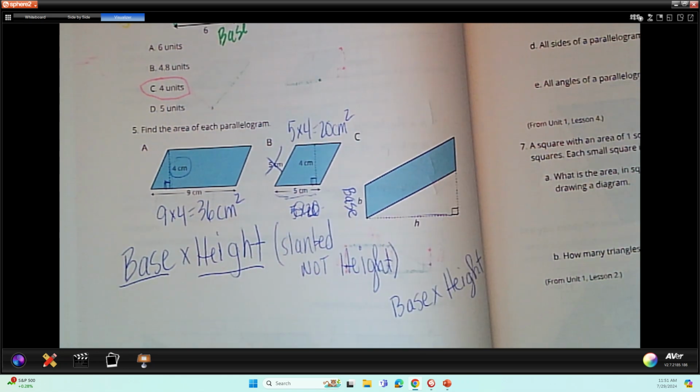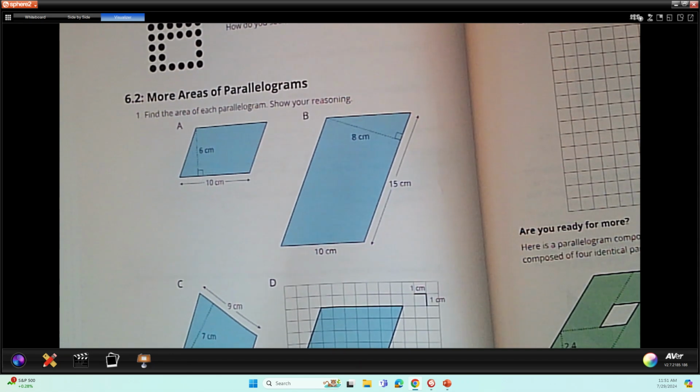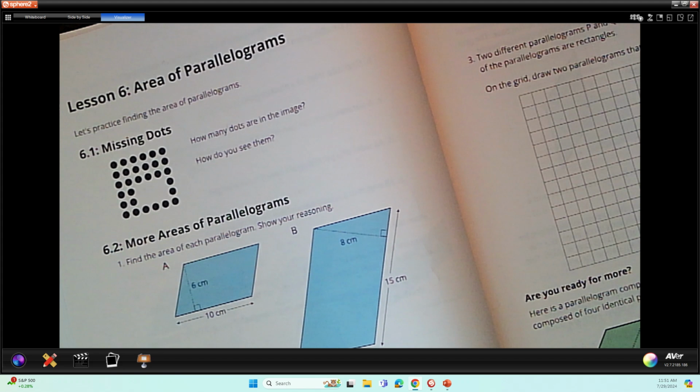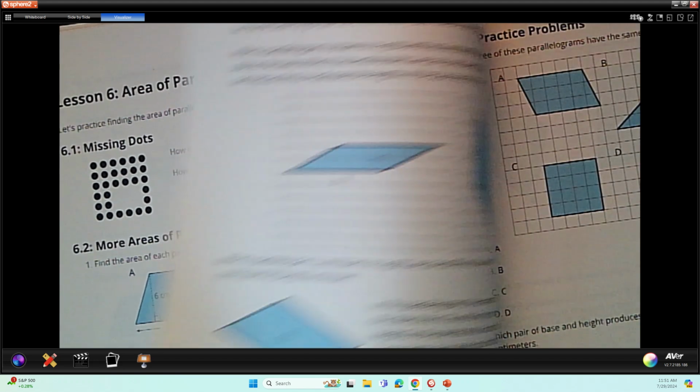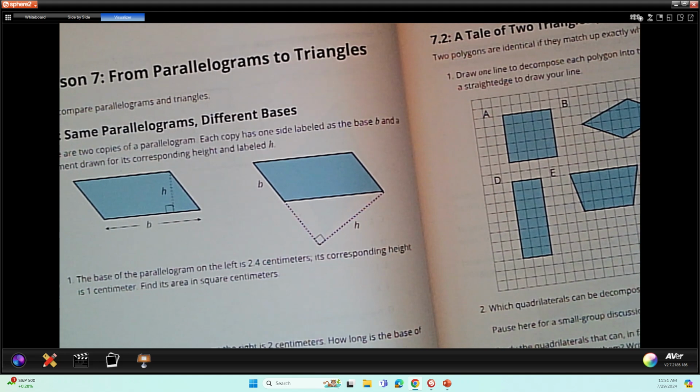And that's a wrap. Okay, lesson 5. We will be moving on to some more area of parallelograms for lesson 6. And then for lesson 7, we're going to get into triangles.